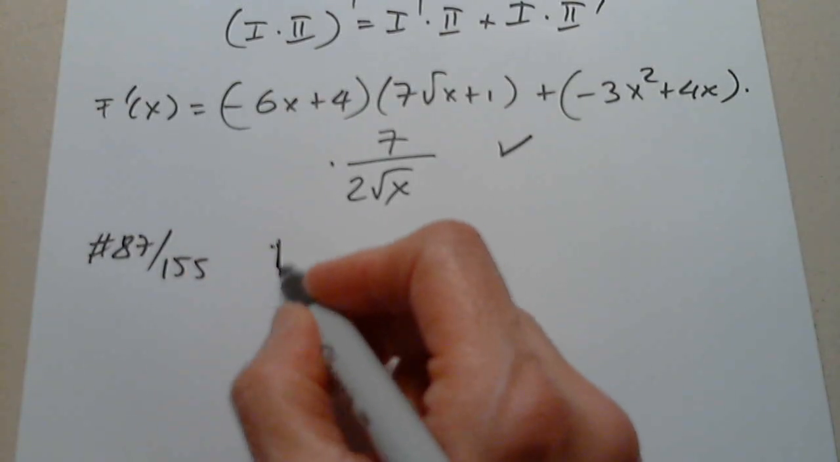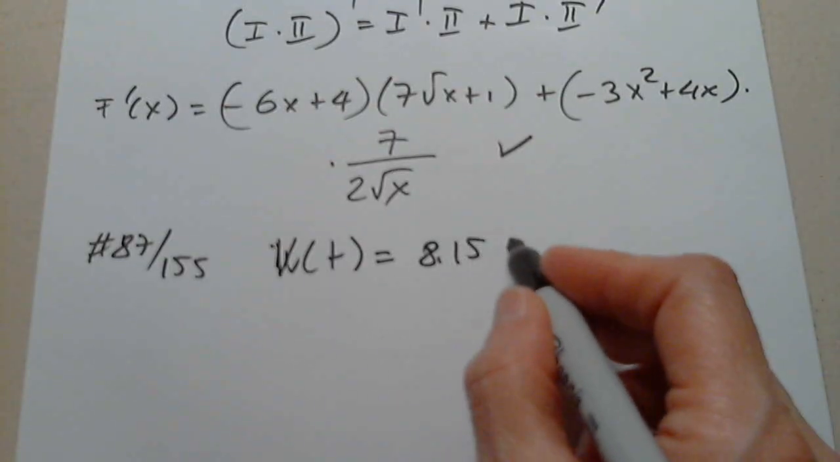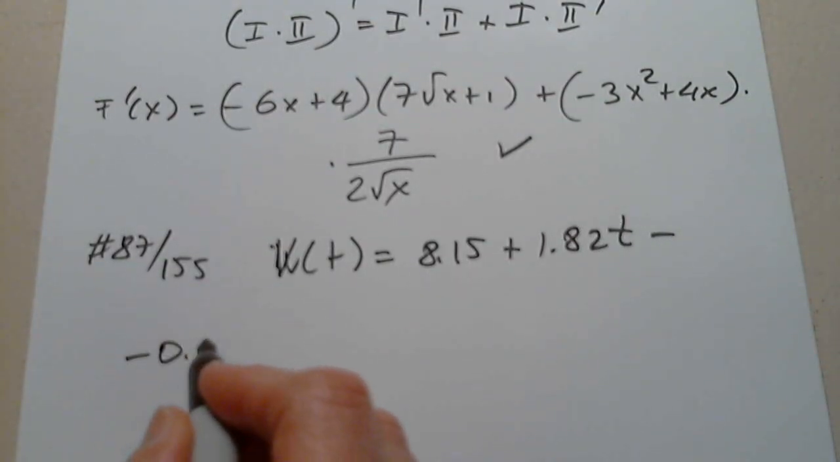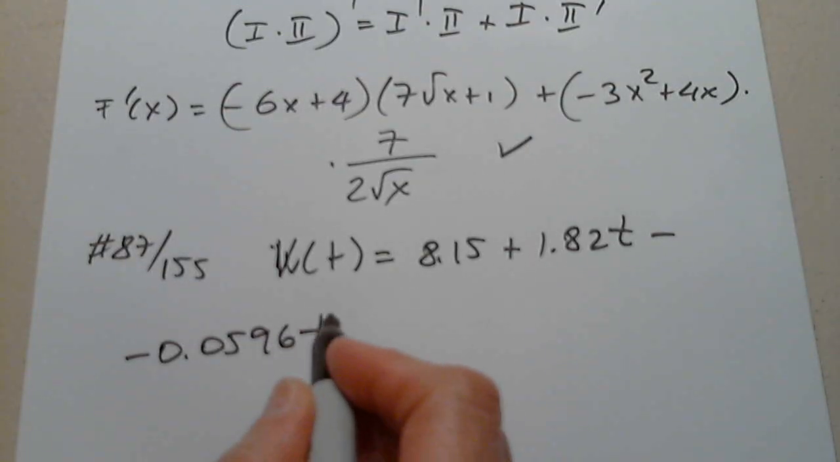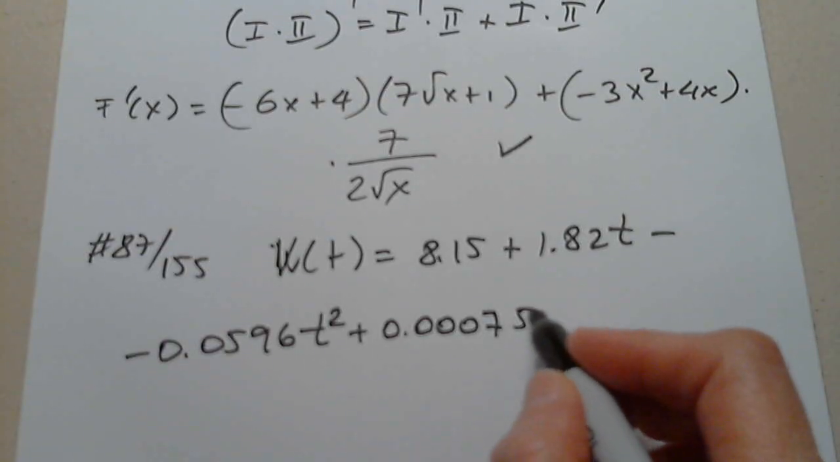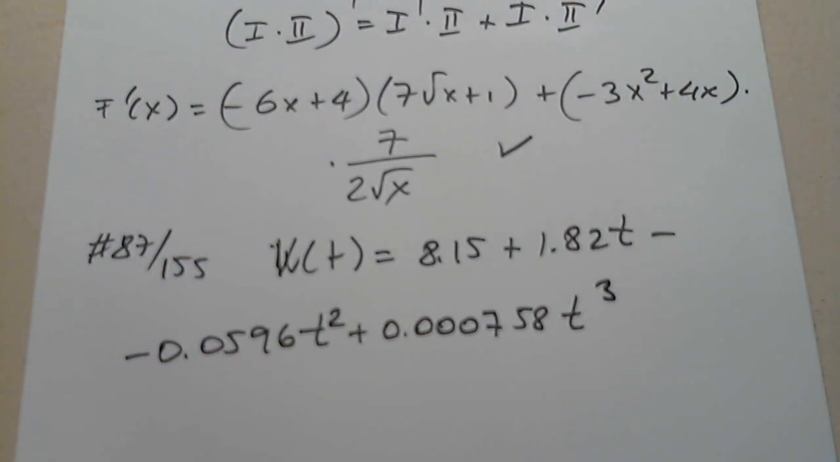So we have W of t equals 8.15 plus 1.82 t minus 0.0596 t squared plus 0.000758 t to the third. And the function is also pictured here for us. Okay, age in months on the x-axis and the median weight in pounds. Let's see what they want.